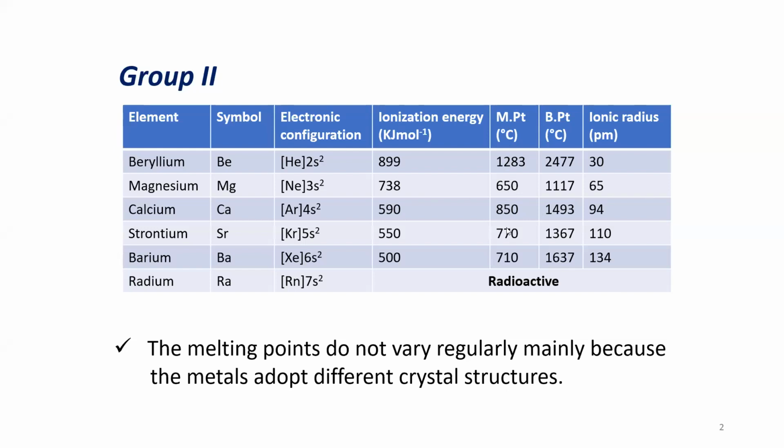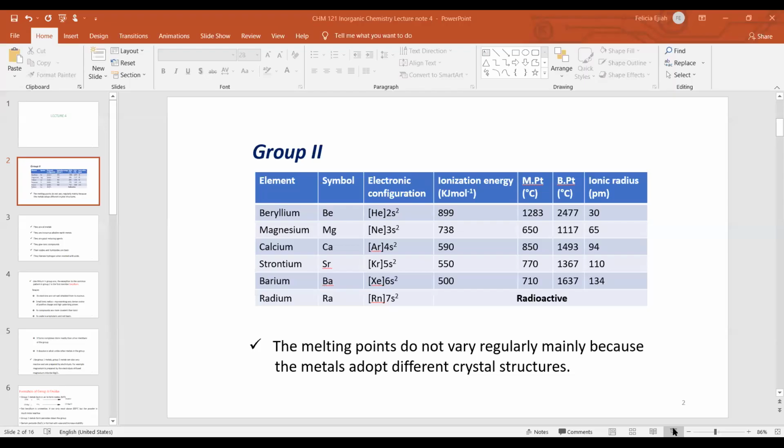And I rightly answered that question that it's because of the structure of each element. So the melting points do not vary regularly, mainly because the metals adopt different crystal structures. So it will depend on the crystal structure of the element that will determine the melting point. If the crystal structures are well packed, of course, we expect a high melting point. But if the structures are not well packed together, then we expect a lower melting and boiling point. I think that was the question that particular person asked, and I think this answers it better. Sorry, I don't know why it's hanging.